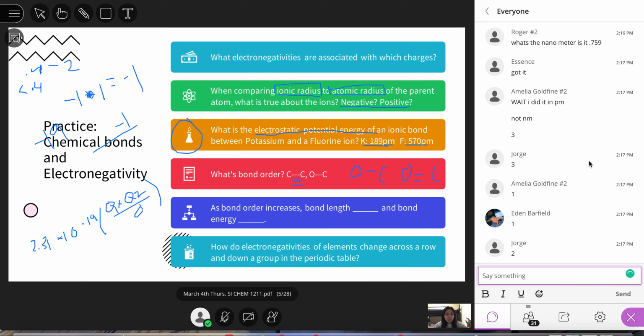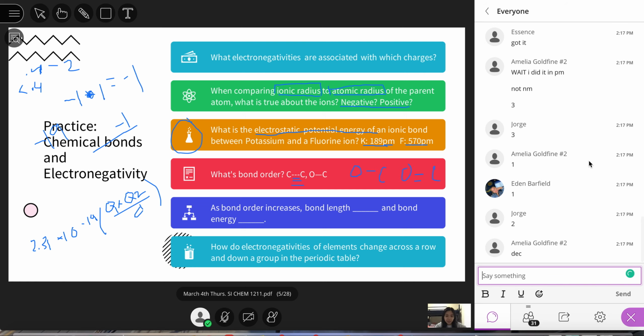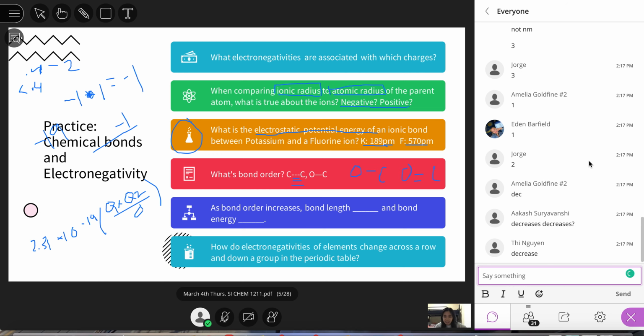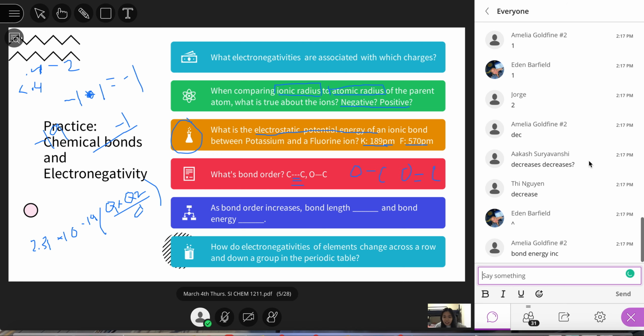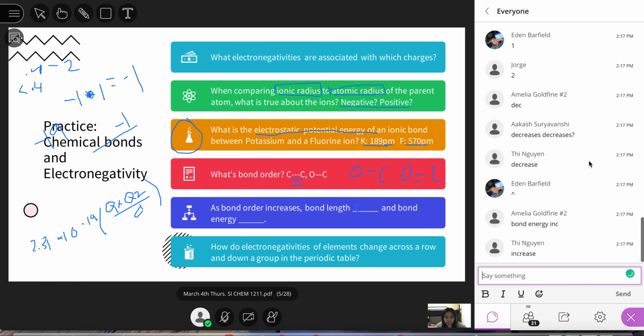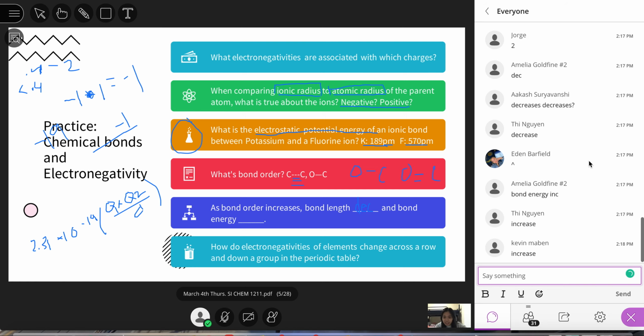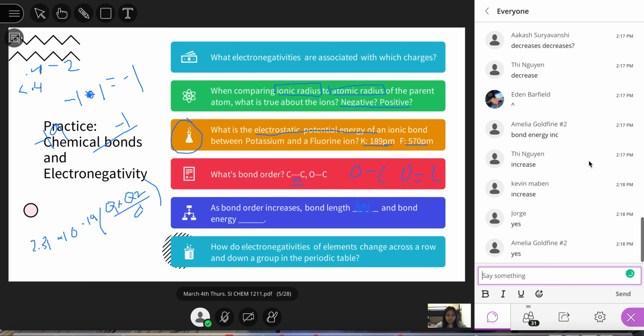As bond order increases, bond length what? And what happens to bond energy? Okay, bond length decreases. Okay, decrease. And then what about bond energy? So you guys are saying this is decrease, right? What happens to bond energy? Increase, okay. So T said increase. Do we agree with that? It's going to increase then? Yes, okay. Yep, that's correct. If bond order increases, bond length is inversed, so it decreases and bond energy increases. So how do electronegativities of elements change across a row and down a group in the periodic table?